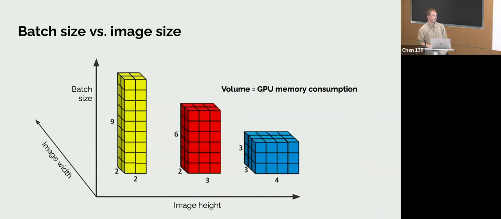The x-axis is the image height, the y-axis, I guess, is the image width, and the z-axis is the batch size. So there are different combinations of image size and batch size that will take up all of your GPU memory. And this is the trade-off that you have to try to balance.